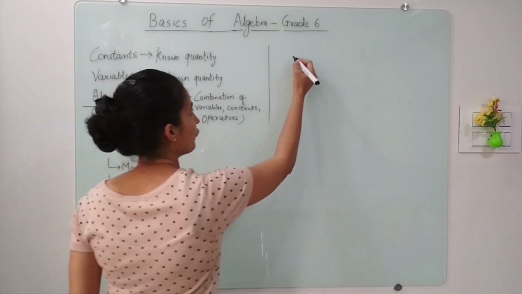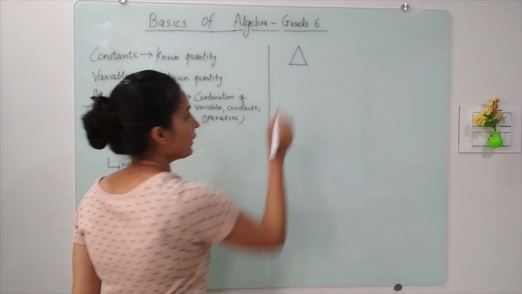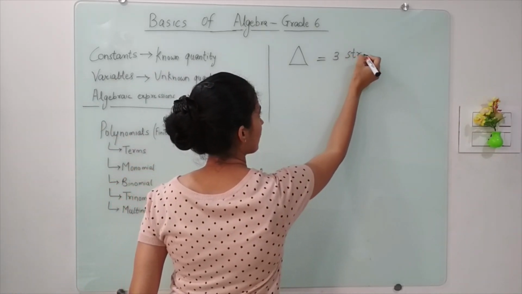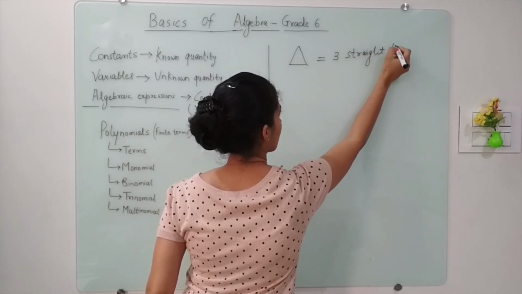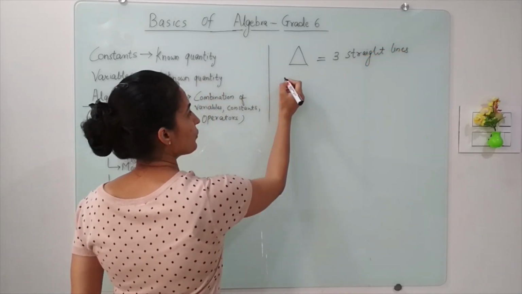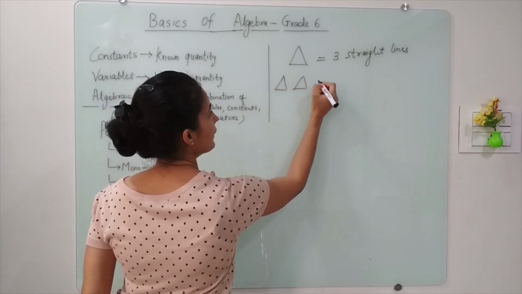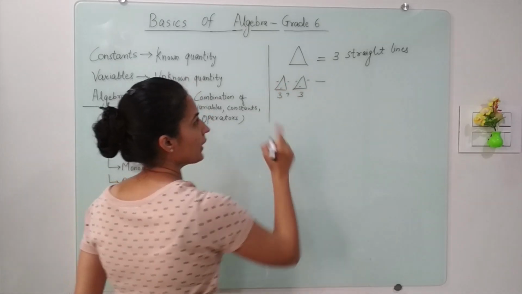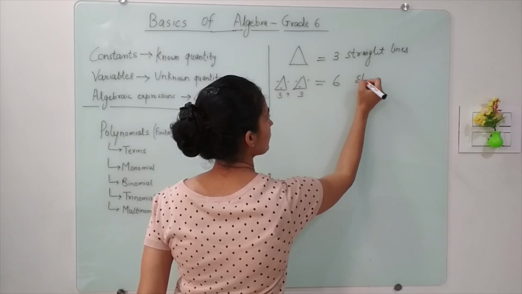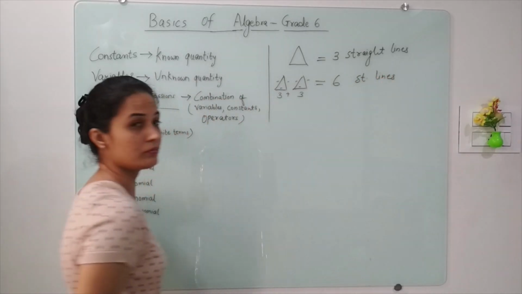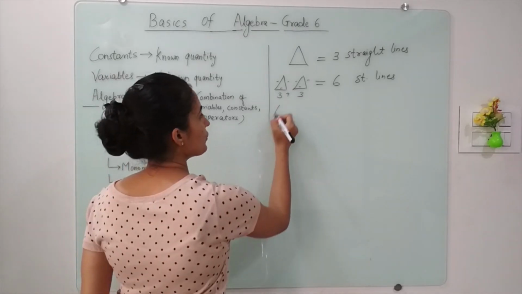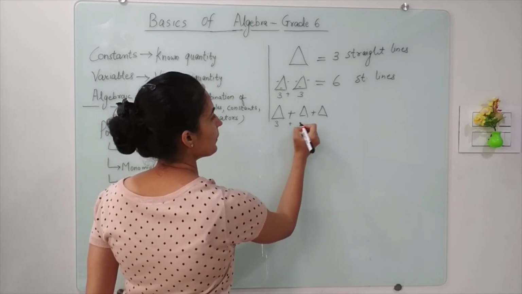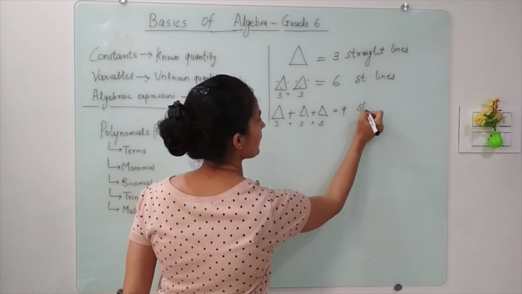Let's take an example of a triangle. Now to create one triangle, I need 3 straight lines. Similarly, to create 2 triangles, I need 3 plus 3. 1, 2, 3, 1, 2, 3. I need a total of 6 straight lines. Similarly, to create 3 triangles, I need 3 plus 3 plus 3, which is equal to 9 straight lines.